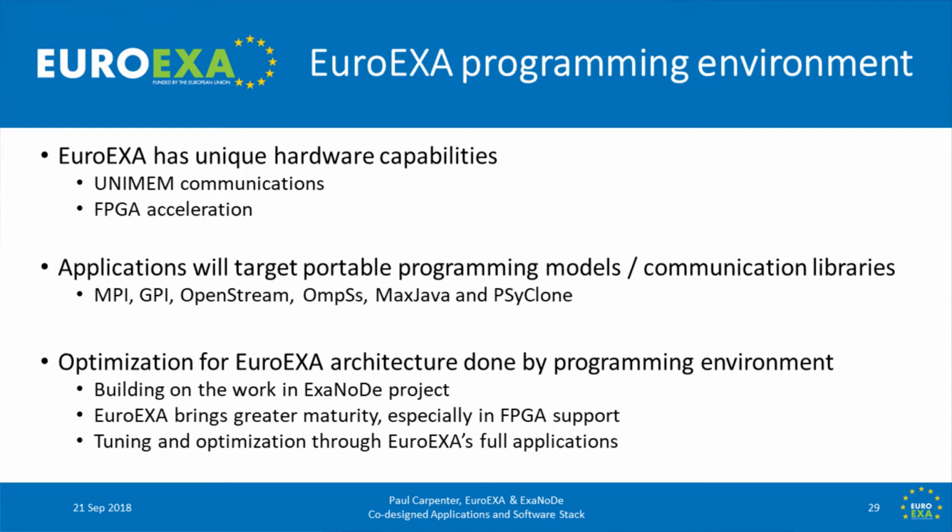So I'll just give some highlights of some of the things that we're doing, maybe slightly biased because I might talk about things that I'm more familiar with. So on the programming environment, one thing we tried to do was abstract the important or the innovative capabilities of the hardware. So we have Unimem, which has a very specific API. And we have FPGA acceleration, which is very difficult to use directly without help from the applications. So we really didn't want the application guys to go writing specific Unimem code. For instance, they should be using MPI or GPI or something.